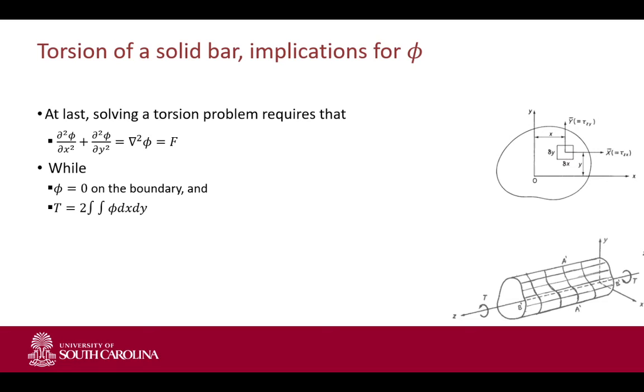So we solve this equation while maintaining that phi on the boundary is equal to 0 and that the applied torque is equal to 2 times the double integral of phi dx dy. If all these conditions are true, then our solution phi can be assumed to be correct. If any of those are false, then the form of phi that I've chosen for the problem is not satisfactory. It can be either that you didn't take into account that the stresses on the boundary will not be satisfied, or the compatibility equation will not be satisfied.